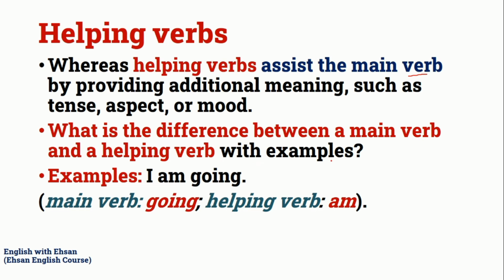Here we have one example. I am going. I is the subject, am is our to be verb, and going is our main verb. Our main verb is going, and our helping verb is the to be verb. Here we used am as a helping verb. Okay.